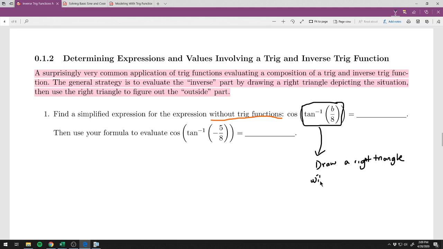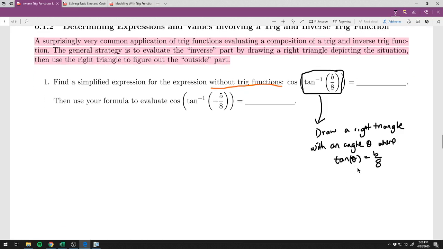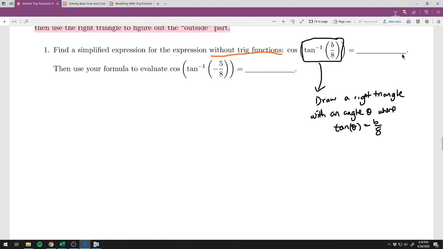with an angle theta where tangent of theta equals b over 8. All right, so remember what the inverse does is it spits out an angle. Tan inverse of b over 8 is going to give us an angle where tangent of that angle theta equals b over 8. And this is where SOHCAHTOA comes back in.